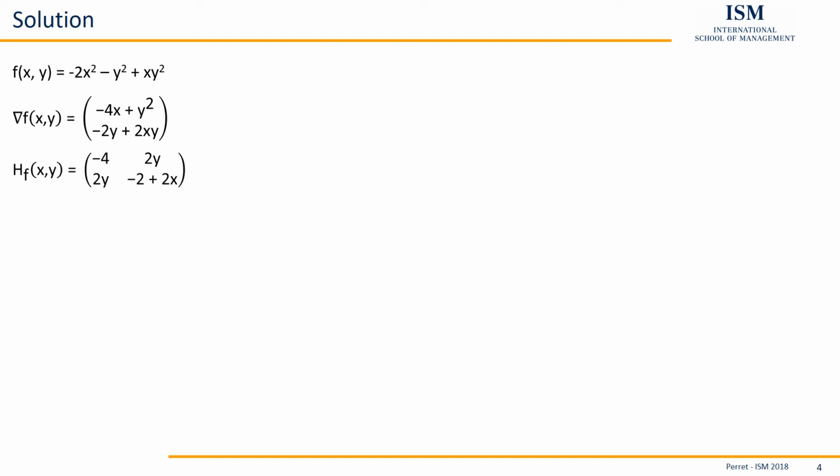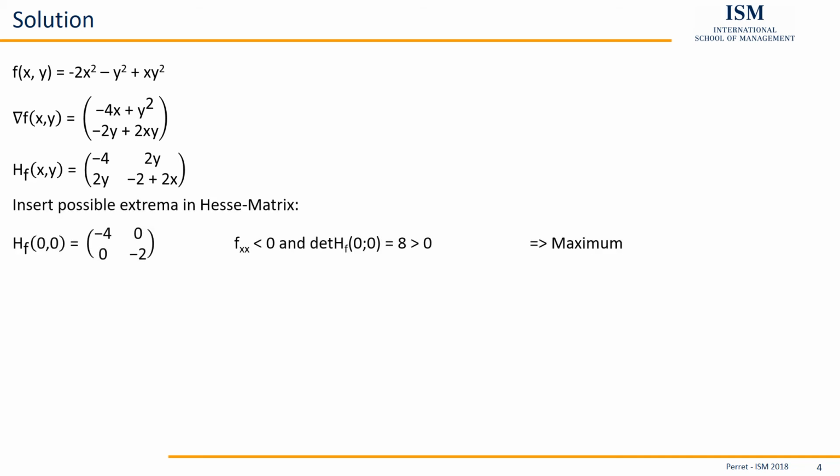And then we have to check for all three possible extrema. So we insert them here step by step. We start with 0, 0. Then we would see here our value in the upper left. So the derivative twice for x is negative, and the determinant of the Hesse matrix, minus 4 times minus 2, being 8, is positive. So this is an indicator that here we have a maximum. So we know 0, 0 is a maximum.